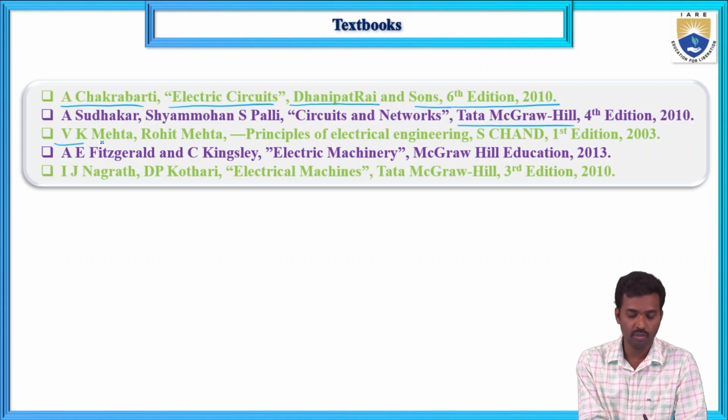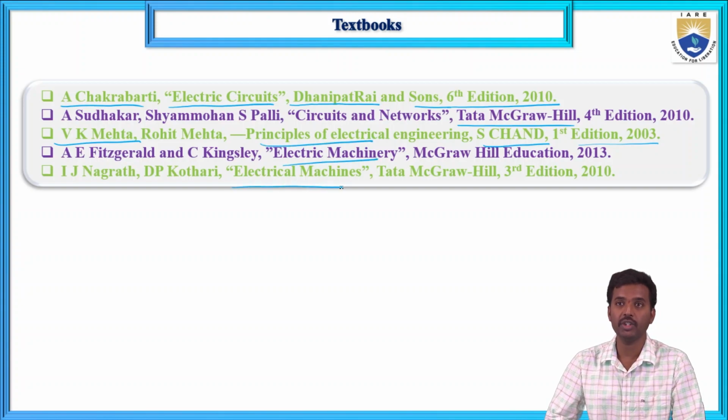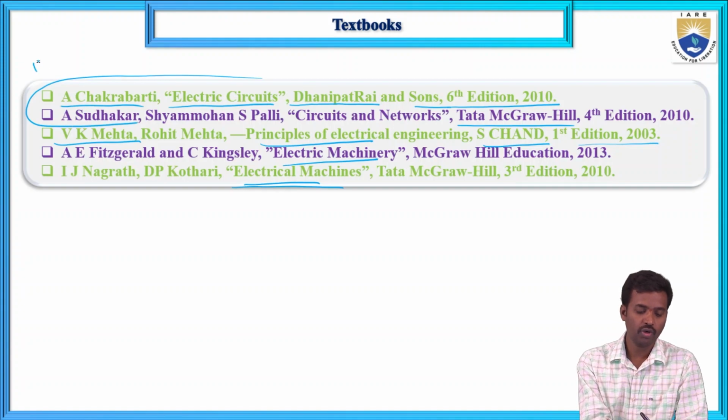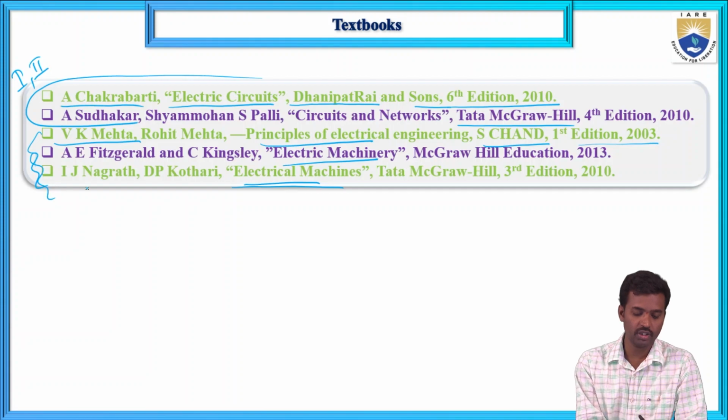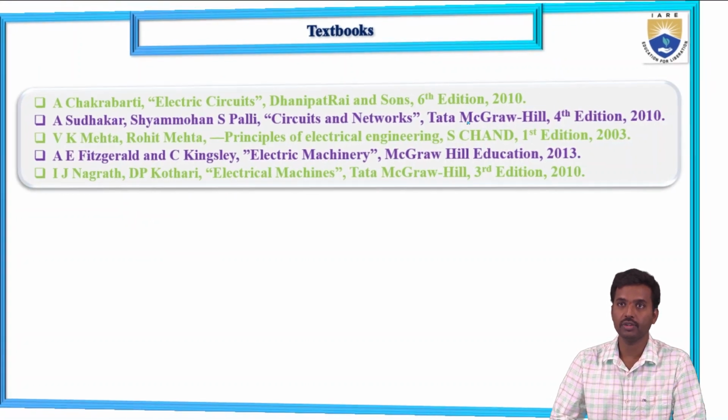Next, this is important: V.K. Mehta, S. Chand series publisher, 1st edition 2003, Principles of Electrical Engineering. Next, Electrical Machinery and Electric Machines are for 3rd, 4th and 5th modules. So these two are for 1st and 2nd modules, and these last two are for 3rd, 4th and 5th modules. And the third one is for all modules.